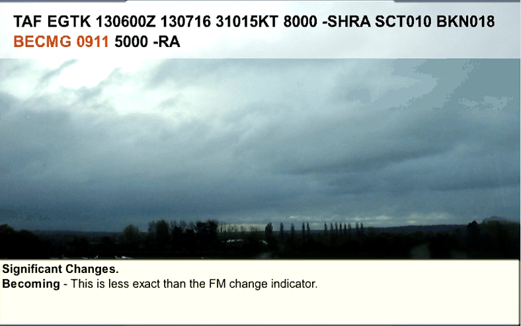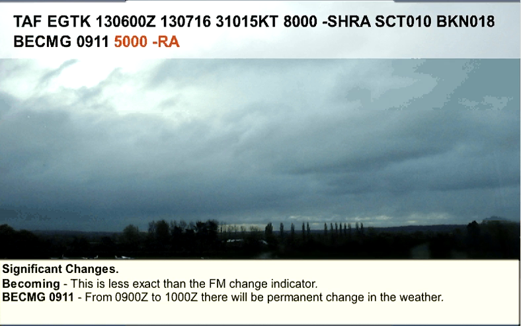These may be regular or irregular and starting at an unspecified time within the period given. By the end of the time period given, the change would have occurred and the conditions suggested will now prevail. Let's look at the example. This means that at some time between 0900 Zulu and 1100 Zulu, the visibility will permanently become 5,000 meters in light rain. Notice that the wind information has not changed. It will still be 310 degrees true at 15 knots.